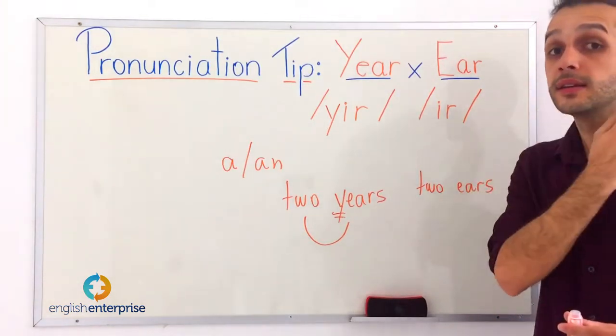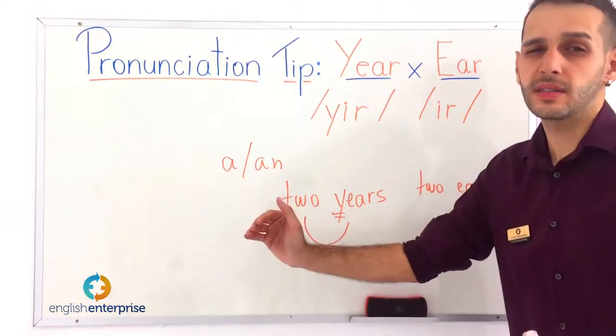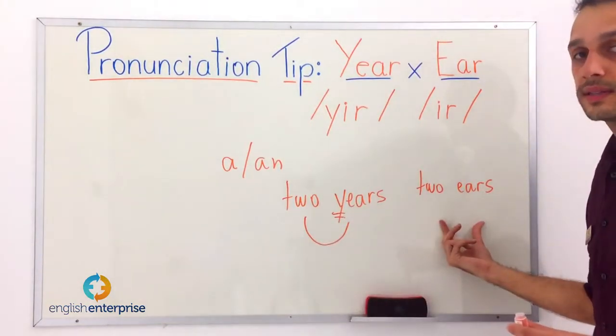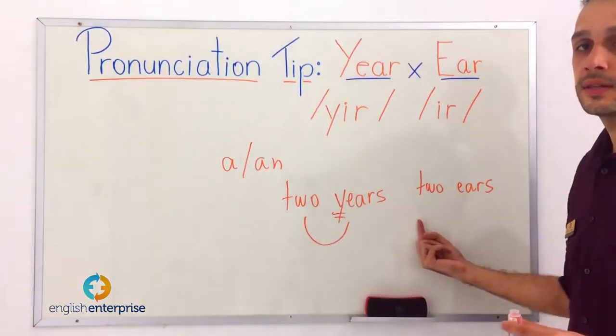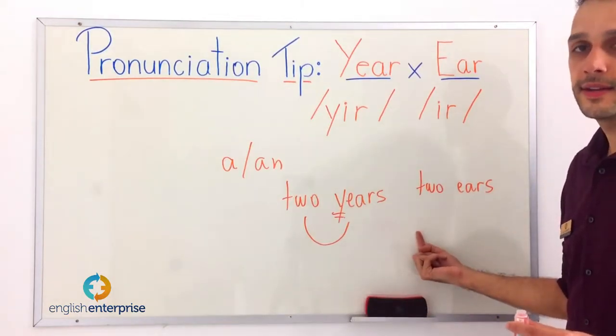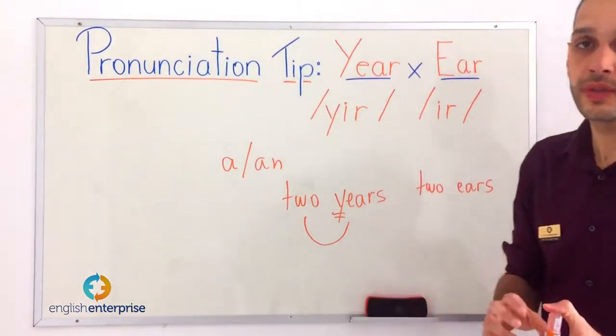Everybody has 2 ears, 2 ears. You don't say 2 years. Can you tell the difference? This one, you link the sound. This one, you don't link the sound. 2 years, 2 ears. 2 years, 2 ears. Did you understand? Alright, so let's just check out the 3 tips that I told you during this video.